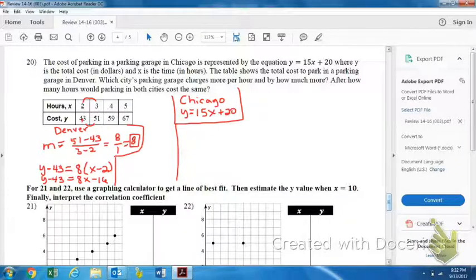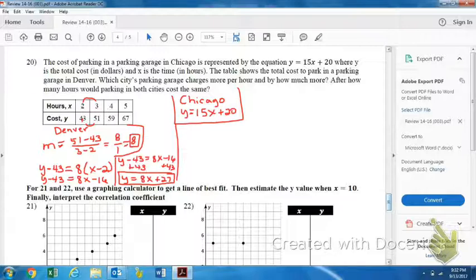And I have y, I'm going to rewrite it so I can finish this. I'm going to add 43 to both sides. y equals 8x plus 27. Let me check and see if that's right. And it is. Okay, so here's the equation for Denver. There's the equation for Chicago.